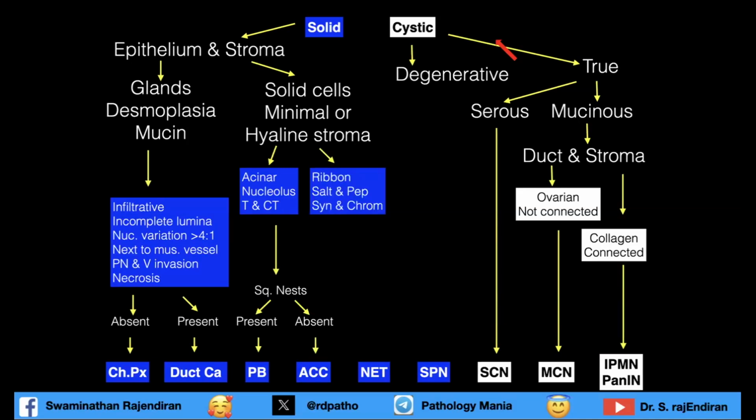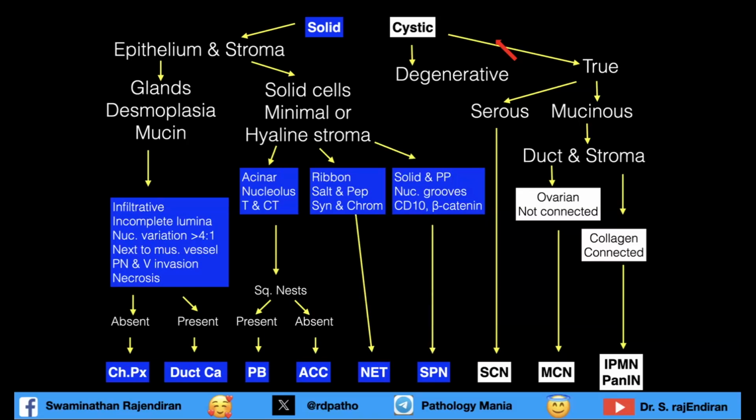When you see ribbons of tumor cells with the salt and pepper chromatin pattern that are positive for synaptophysin and chromogranin, it's a neuroendocrine tumor. When you have a solid and pseudopapillary pattern with cells having nuclear grooves, and when CD10 and beta-catenin are positive, then it is solid pseudopapillary neoplasm.